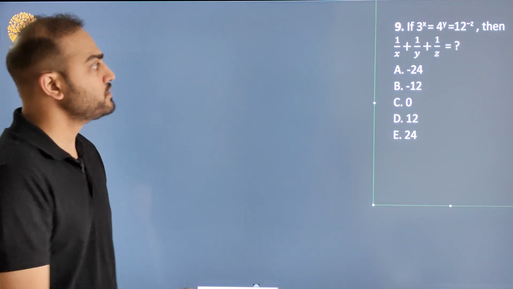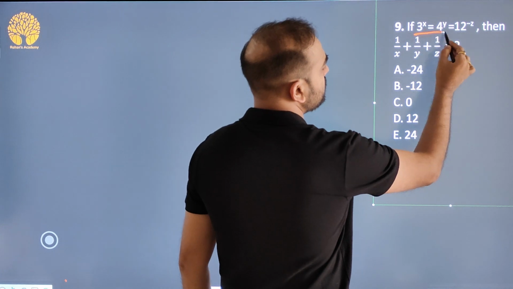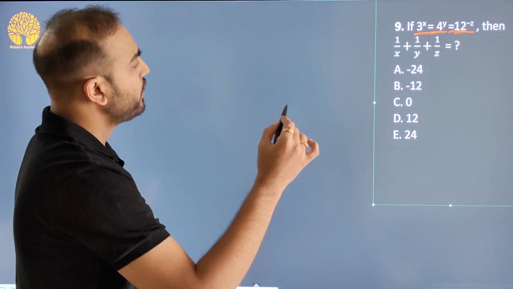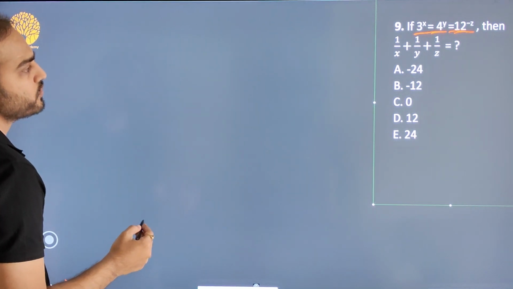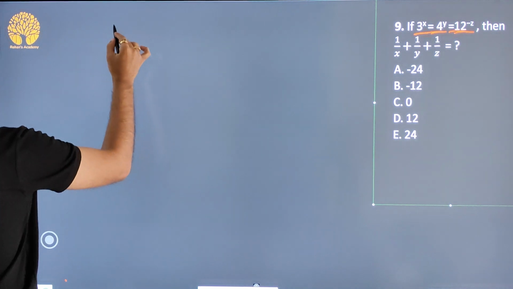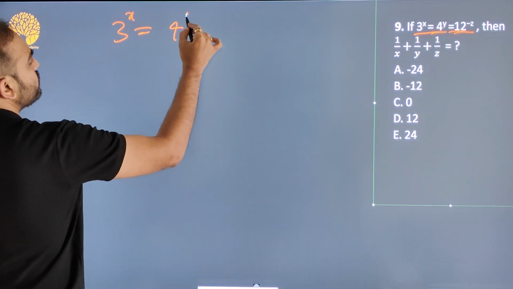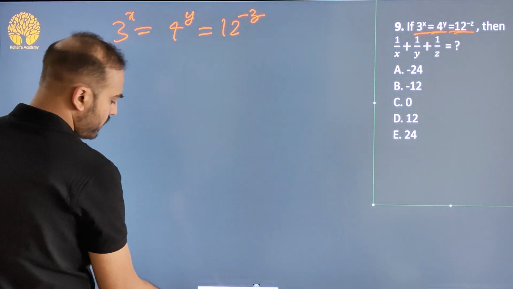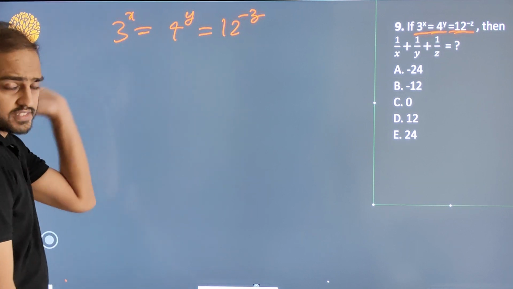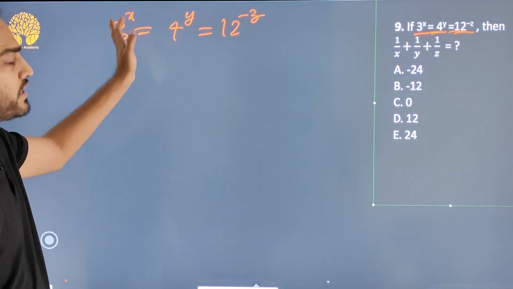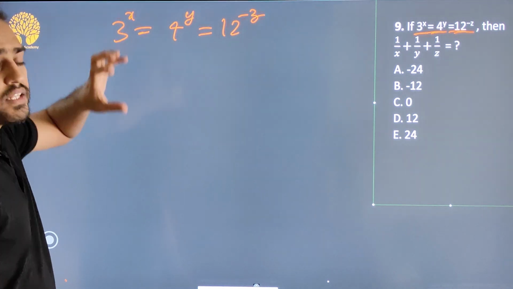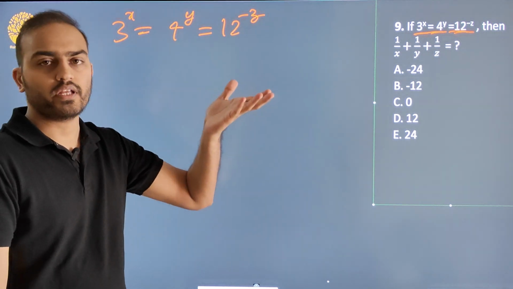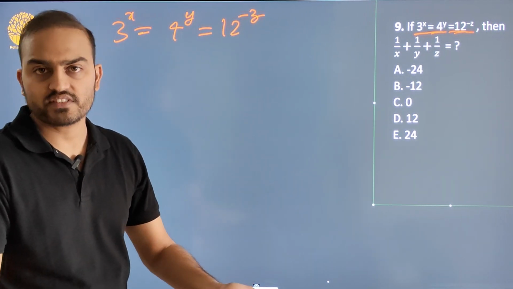Again, another interesting question. We have 3 power x is equal to 4 power y is equal to 12 power minus z, and we have to find 1 over x plus 1 over y plus 1 over z. Bases are different, powers are different. Everything is different. No problem. Either we make the bases same or we make the power same. Since the powers are 3 different variables, there is no way for you to make powers same.